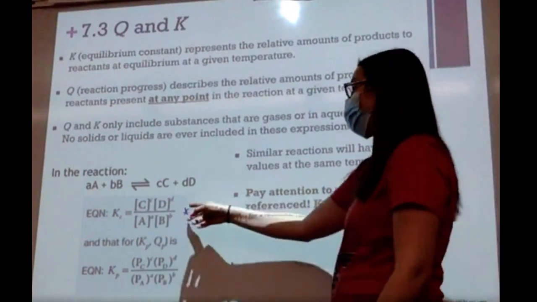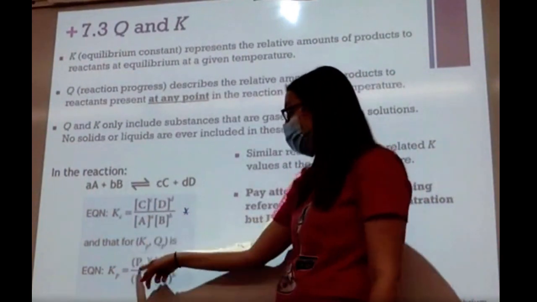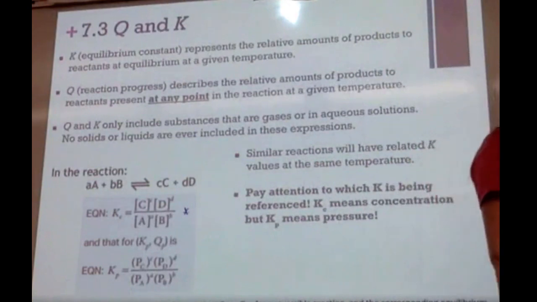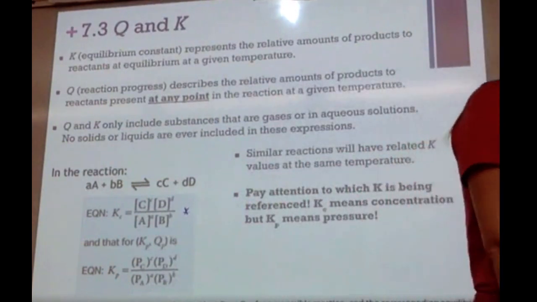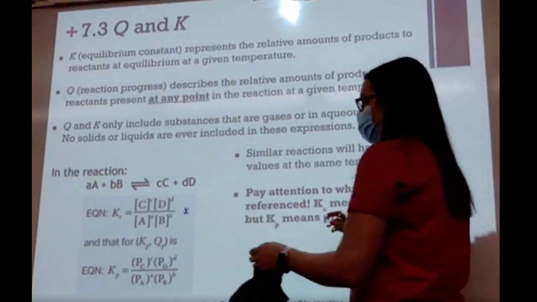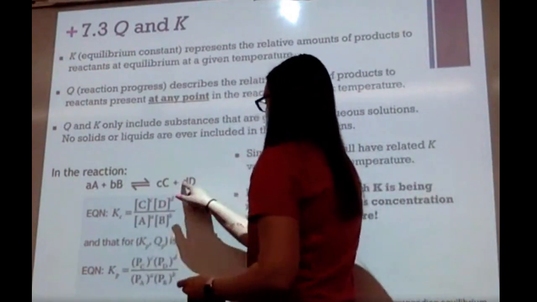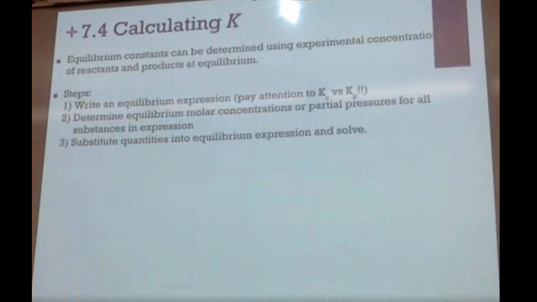Kc means you have to have brackets for concentration. Kp means you have to have pressure. If they ask for Kp and you give concentration, you give brackets, they will not give you the points for that expression. So just pay attention to what K you are working with. Notice how the exponents are just the coefficients from the balanced equation. So just make sure you're paying attention to which K is being referenced.